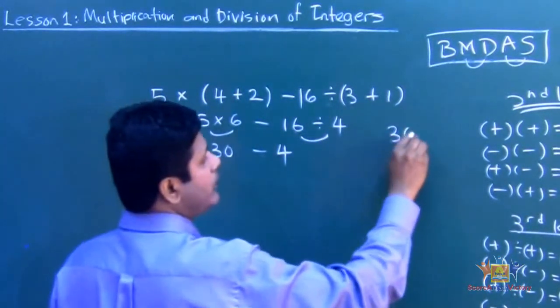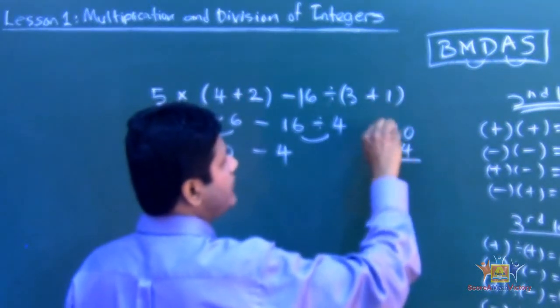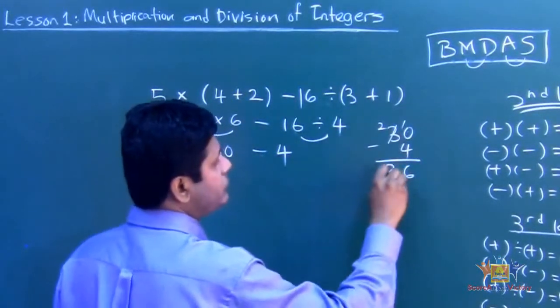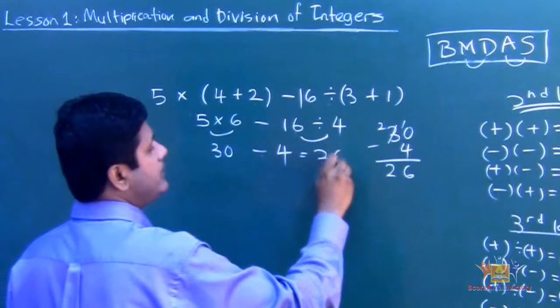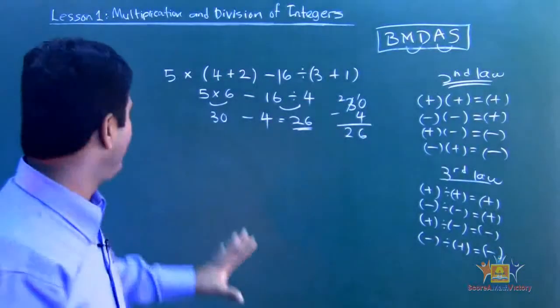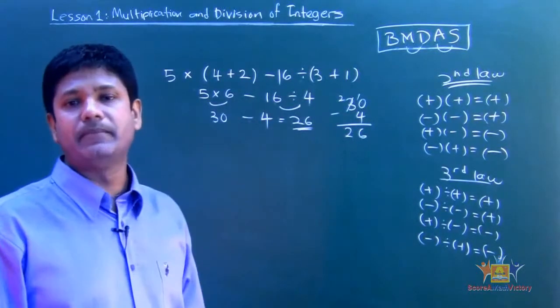Okay, so 30 minus 4. 0 minus 4, I cannot borrow from 3, so 3 becomes 2, 0 becomes 10. 10 minus 4 is 6, bring the 2 down. So that gives me 26. That's right there. Pretty easy, alright? Straightforward, okay? Good.